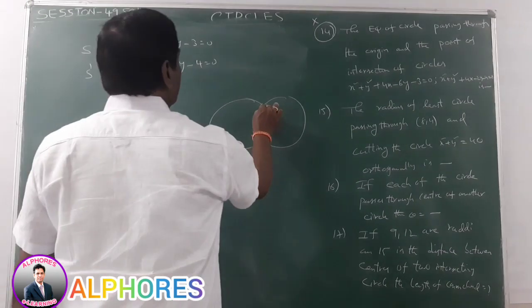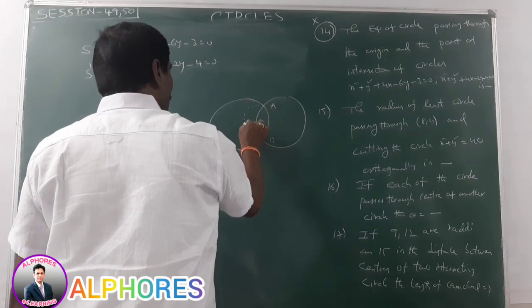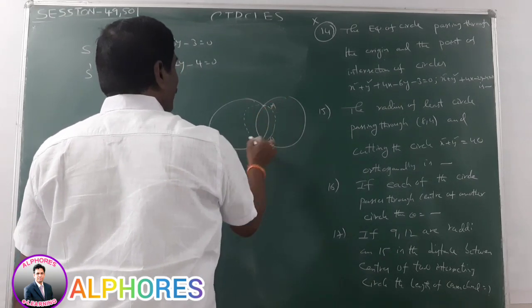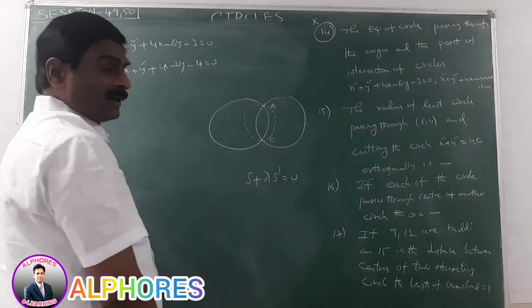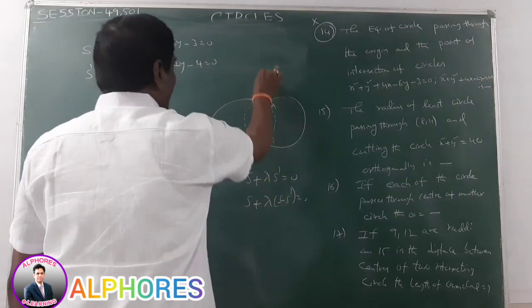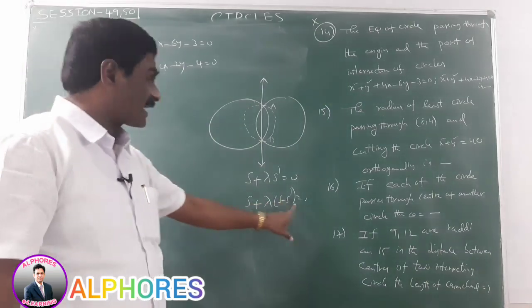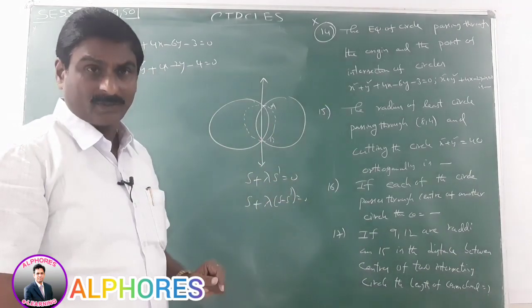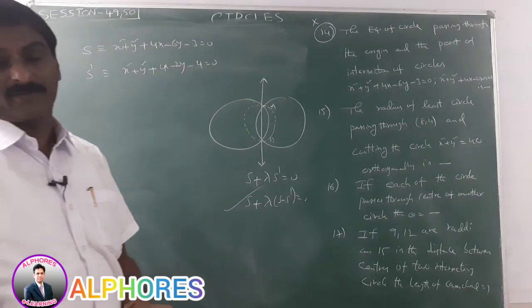Equation of any circle passing through the point of intersection of these two circles: what is the equation of the circle passing through AB? S plus lambda S dash is equal to 0, or S plus lambda into (S minus S dash) is equal to 0. S minus S dash is nothing but the common chord AB, the radical axis. By using this property we find the equation of the required circle.